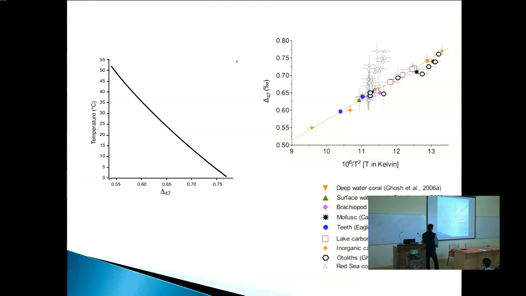Later on, what really happened is that people were not convinced by this thermometric approach or the linear equation. So they analyzed various materials from different sources with known temperature history and validated this thermometer. So now this is another thermometric approach where you get the temperature of carbonate formation.